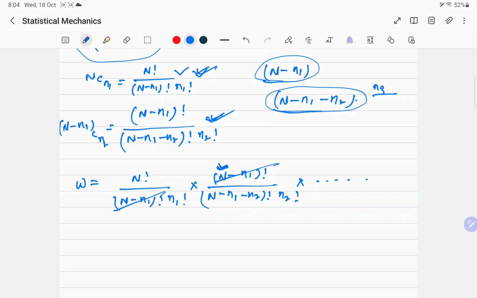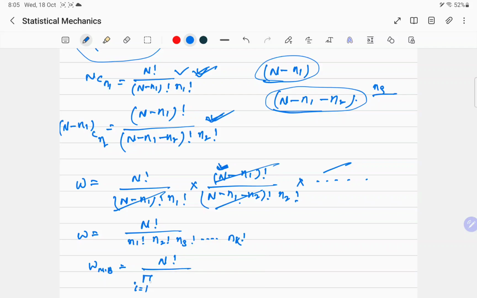See, this will be gone, and in the next case, with the third term, this quantity will be gone. So simply we will be left with n factorial divided by n1 factorial, n2 factorial, n3 factorial, up to nk factorial. So W Maxwell-Boltzmann is simply n factorial by the product over i equals 1 to k of ni factorial, where this sign is the multiplication sign, just like this is the summation sign, this is the multiplication sign.